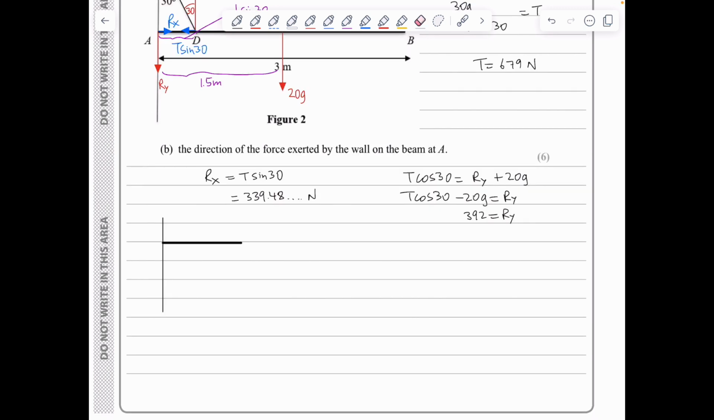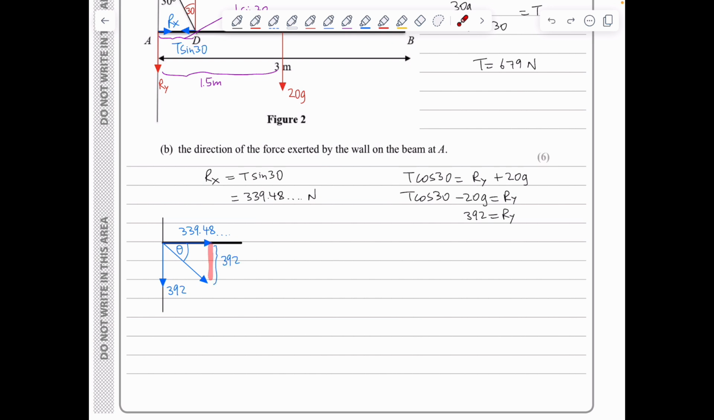We can therefore proceed by revisiting the diagram. I've got it drawn here again. We have found the horizontal component to be 339.48. We've got the vertical downward component being 392. So we can see the resultant by completing the rectangle being acting in that direction to the right and down at an angle of theta below the horizontal.